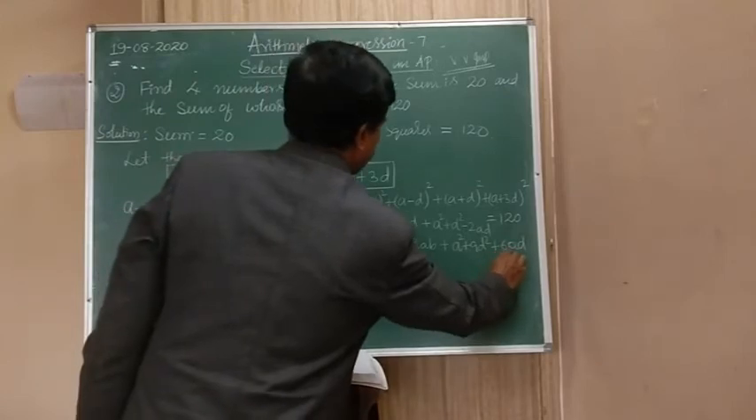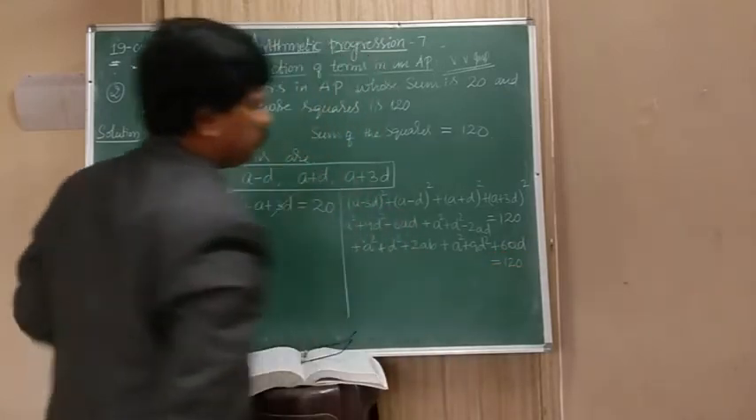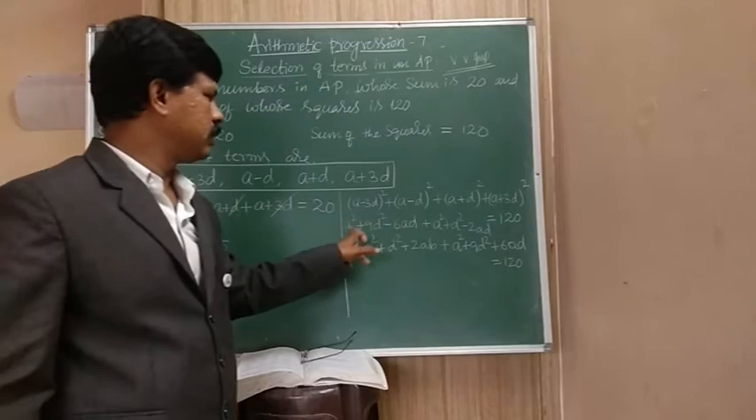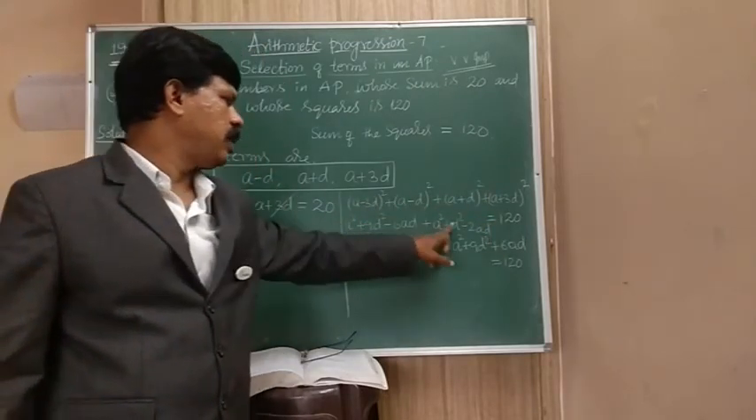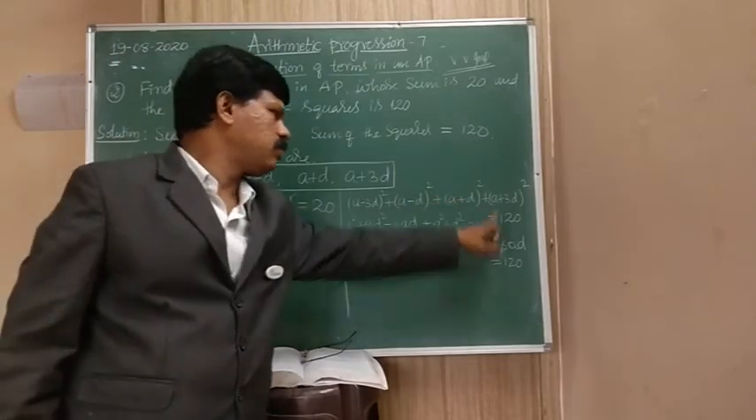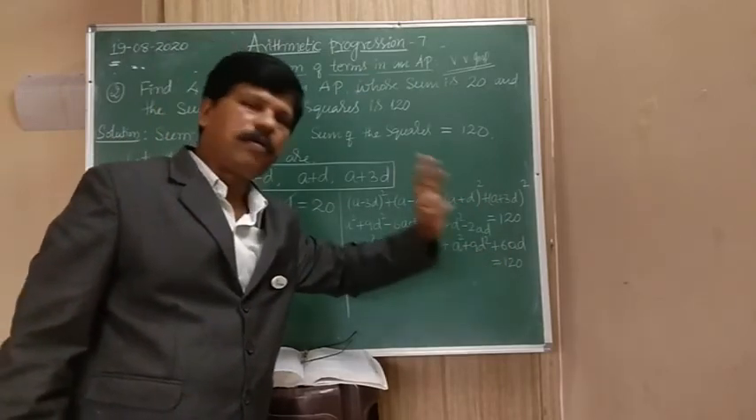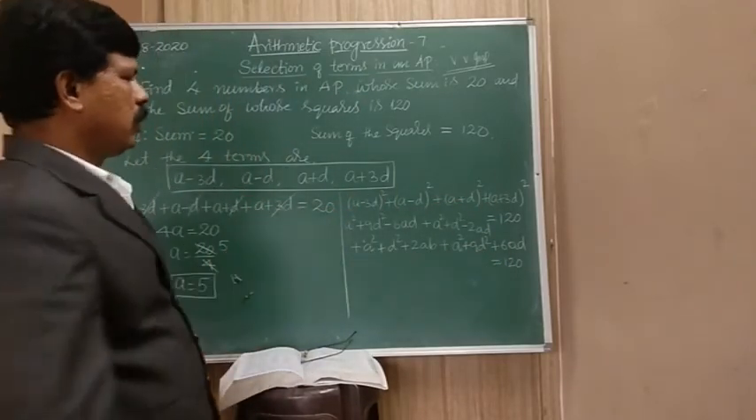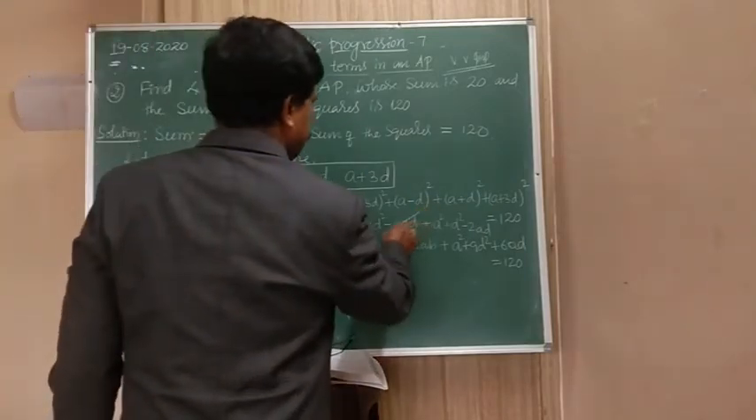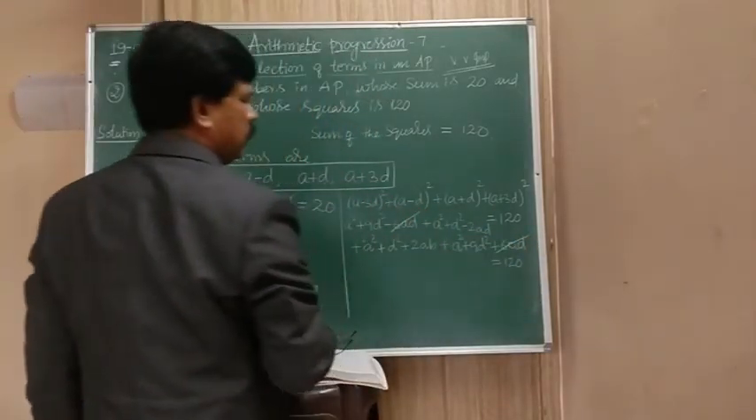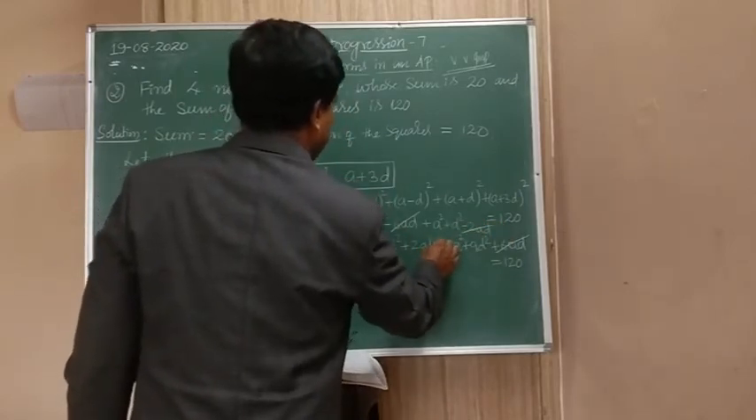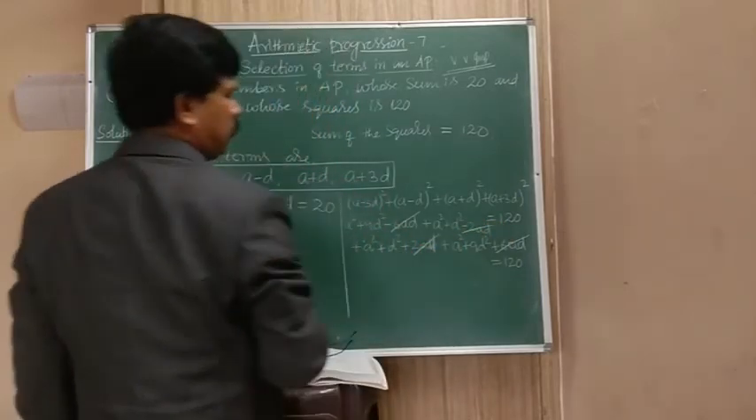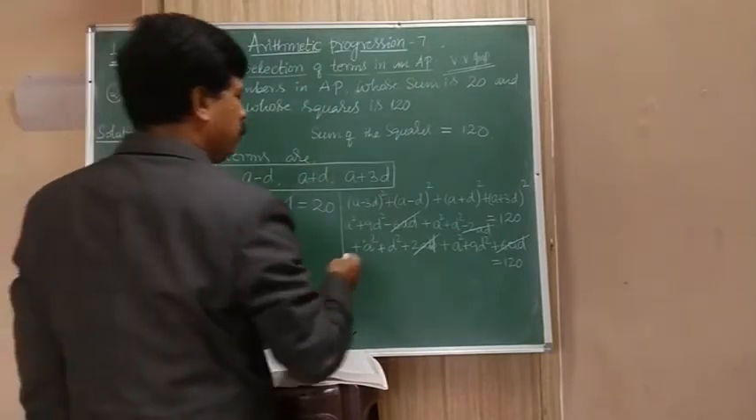So what is this? Is equal to 120. Because of space I have written like this. See, after this, expand this, expand this, expand this, expand this, and write down 120. Now, clearly, look at this, minus 6AD plus 6AD get cancelled. Minus 2AD plus 2AD is cancelled.